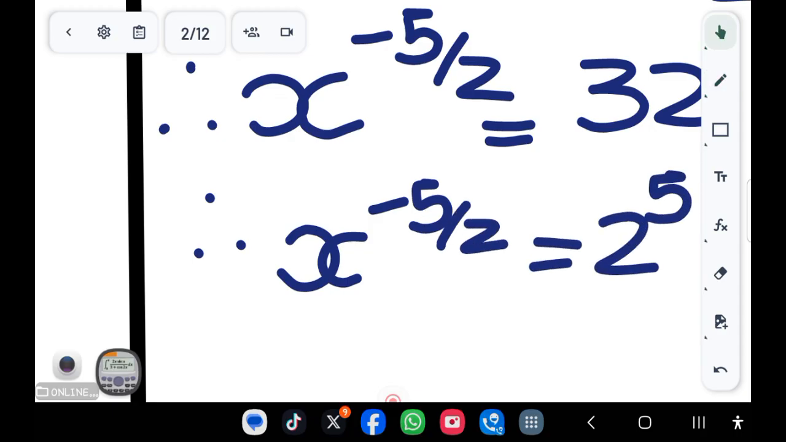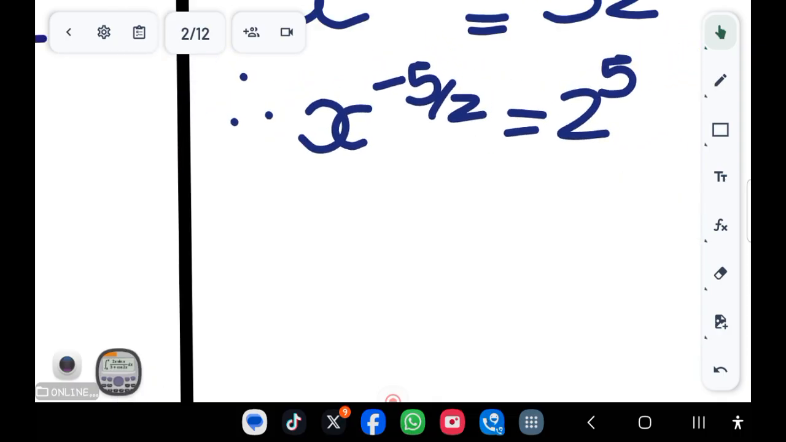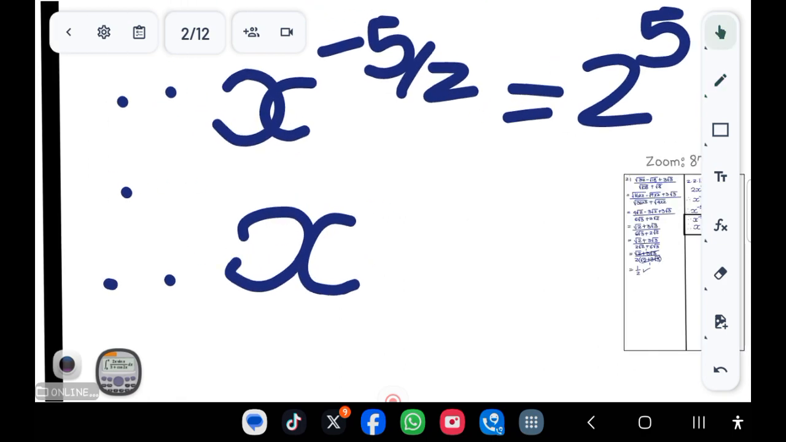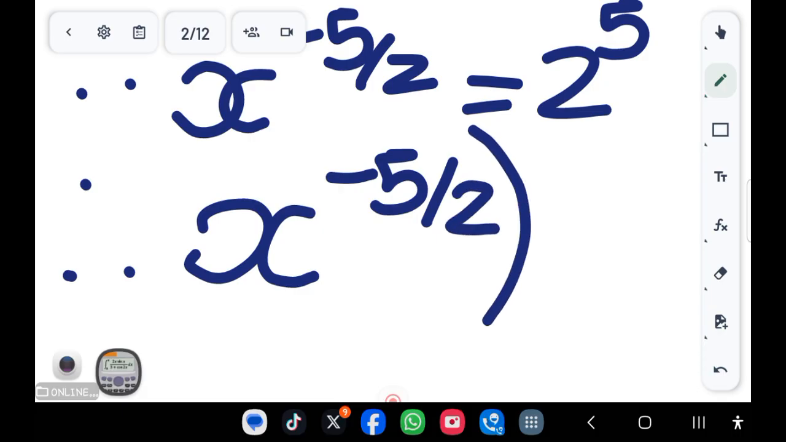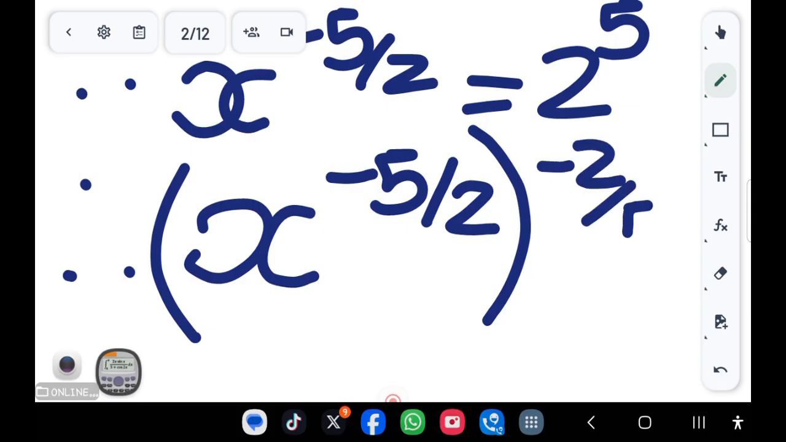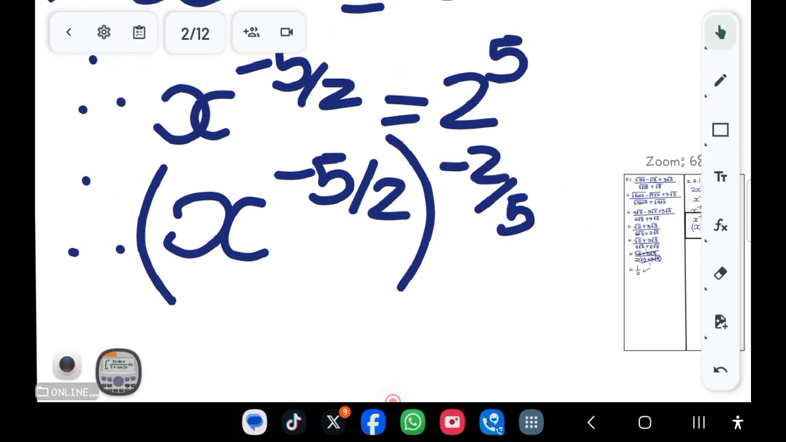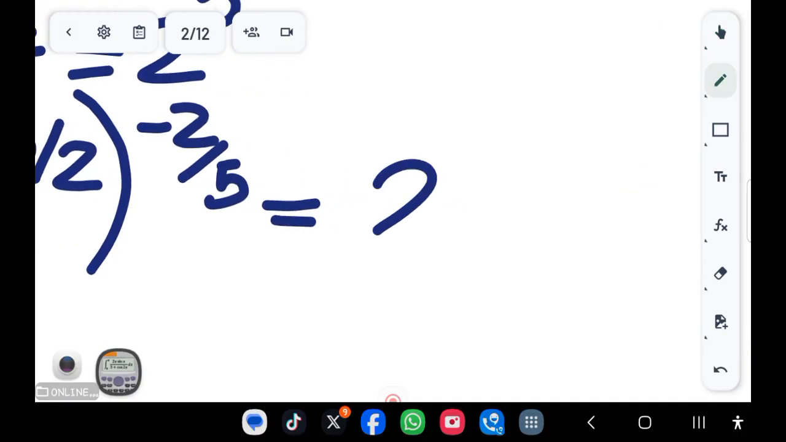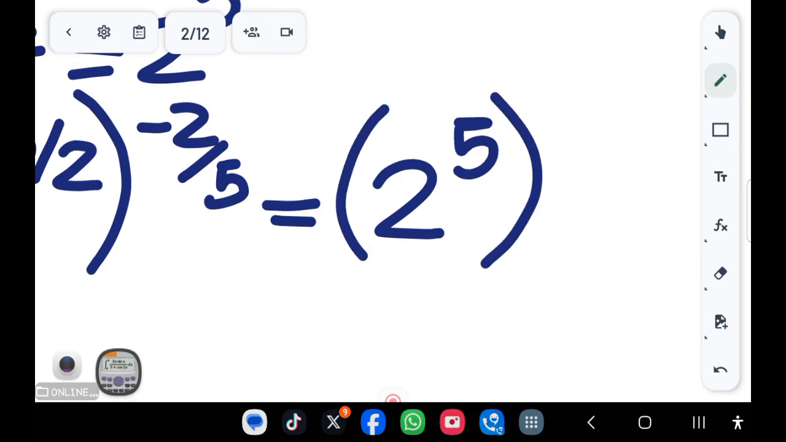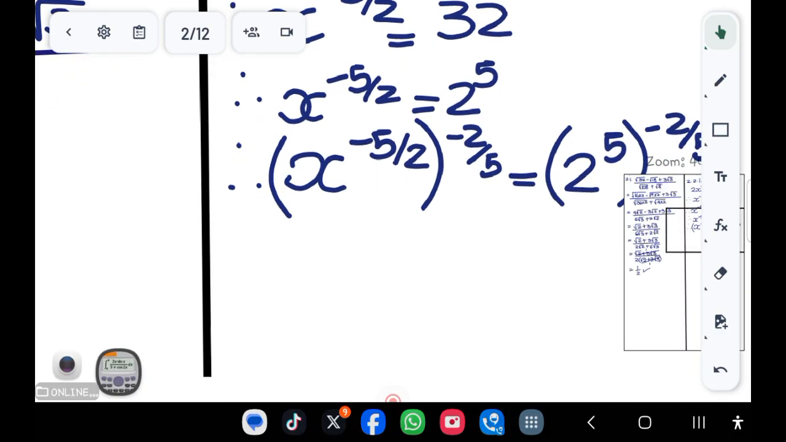Now next step is you raise this to the power of the reciprocal, negative reciprocal in this case, because the goal is to end up with x to the power of 1. So we raise this all to the power of the negative reciprocal, and that is negative 2 over 5. What you do to the left hand side, you must also do to the right hand side. That is the rule of equations, so we do the same. Raise it to the power of negative 2 over 5 on the right hand side.